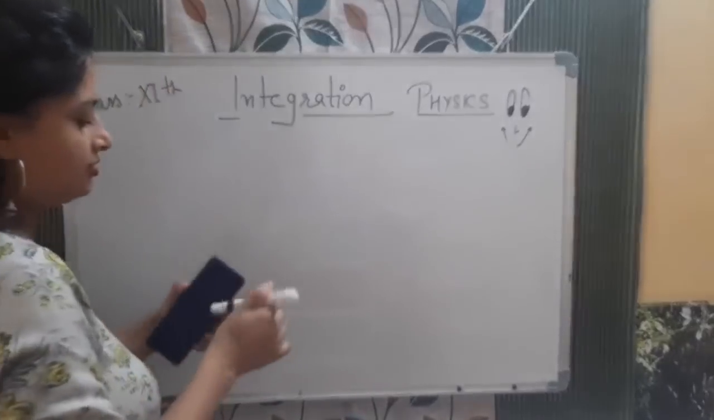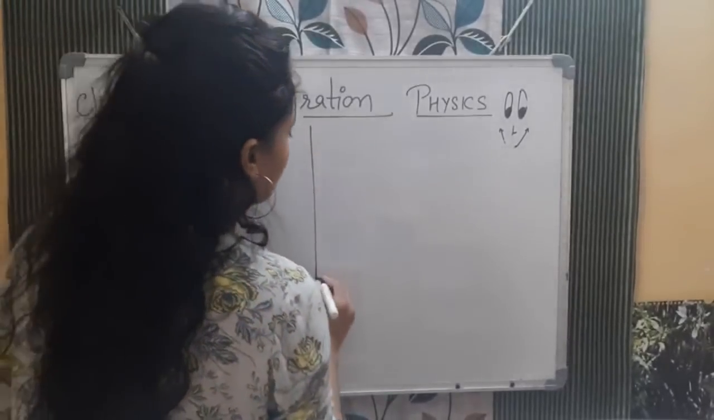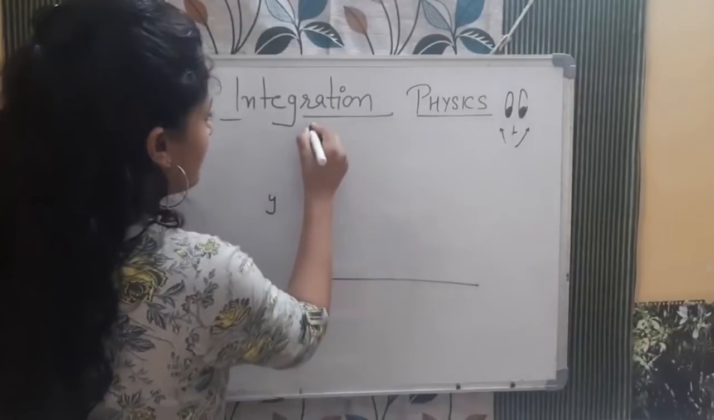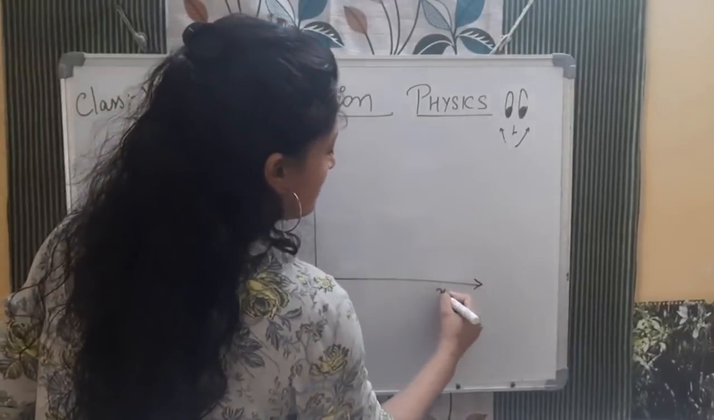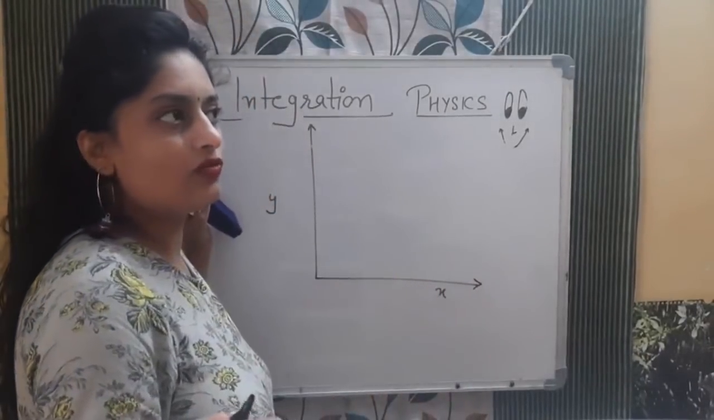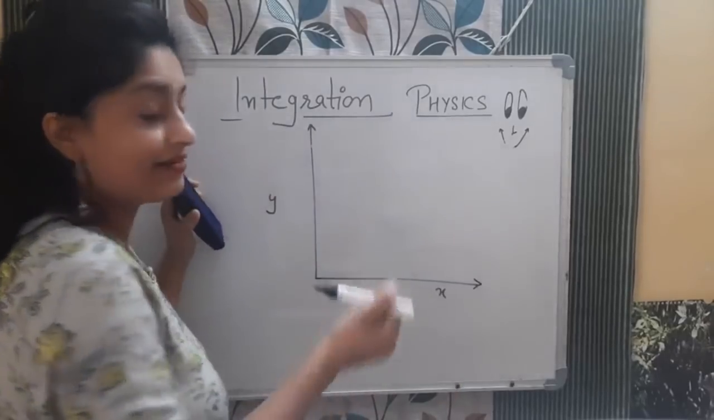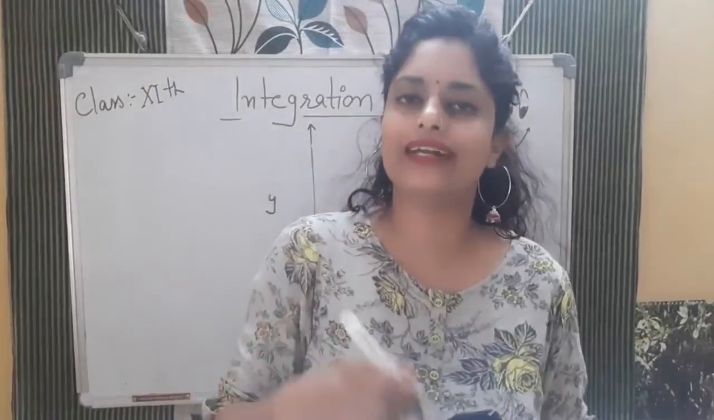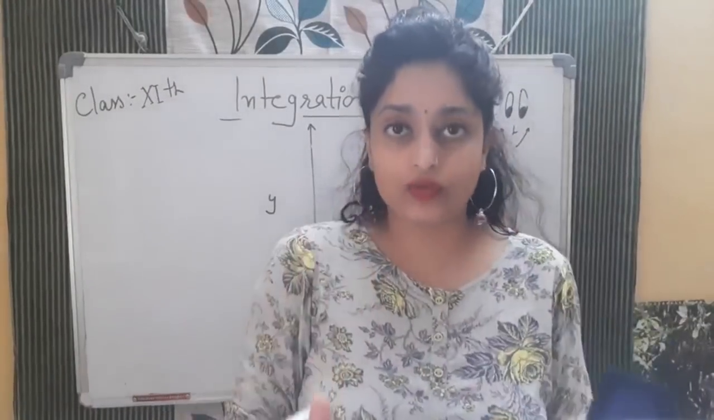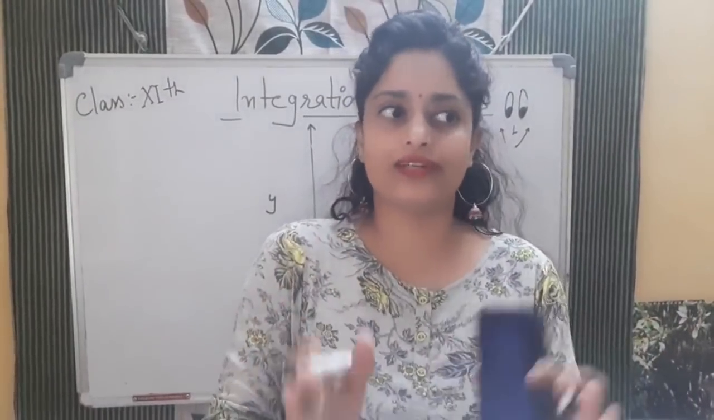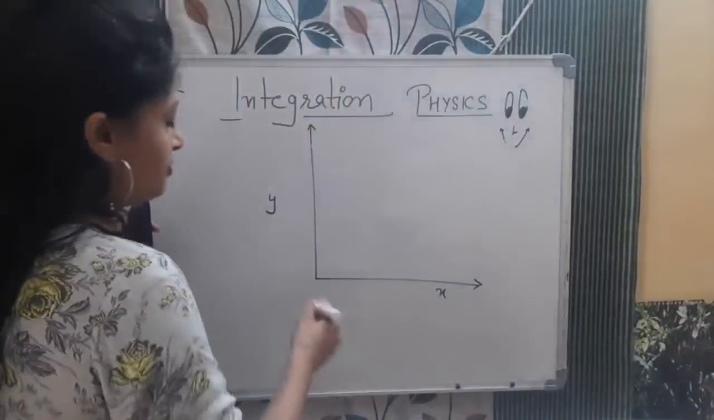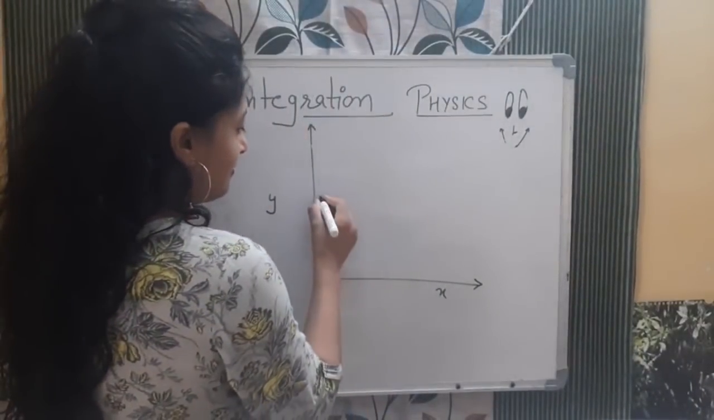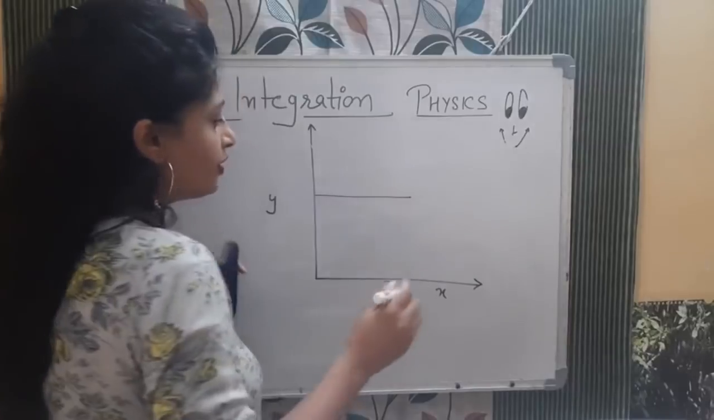Okay, see children, this was the y versus x graph, and when we were saying that if you want to find the slope of the y versus x graph, what was the slope? It was dy by dx, y2 minus y1 divided by x2 minus x1. So that was the slope of the graph, and that was the differentiation. Now in case of integration, for example, if I say find out the area of this graph, what will you do, children?